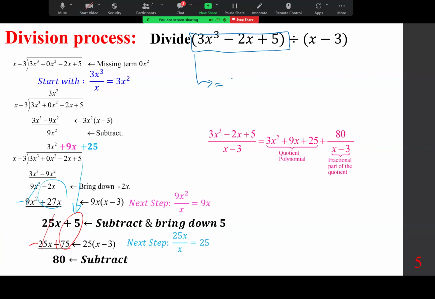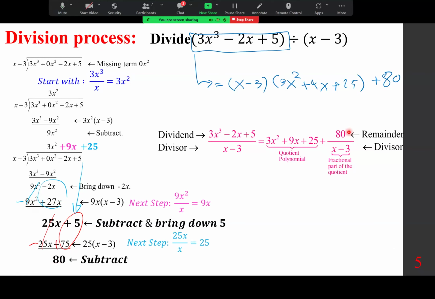You could also write this as: this is equal to x minus 3 times the quotient, 3x squared plus 9x plus 25, plus the remainder 80. And we're done. That's the dividend, that's the divisor. That's the remainder, that's the divisor. So you can write it in this format or in this format.